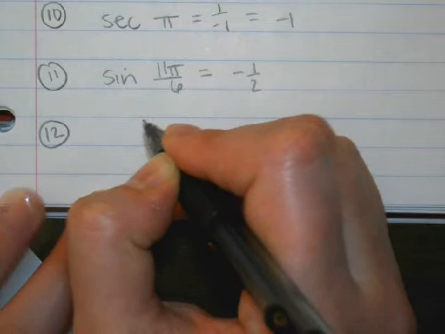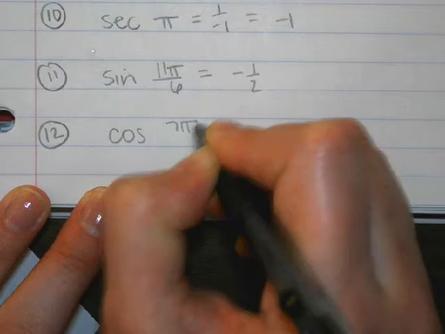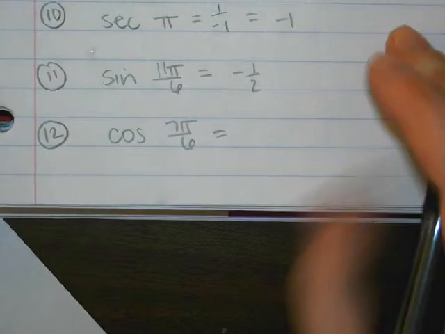All right, number 12. For the next one, we're going to do cos of 7 pi over 6.